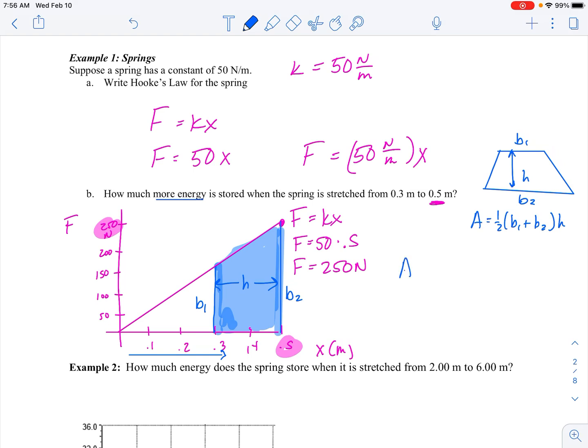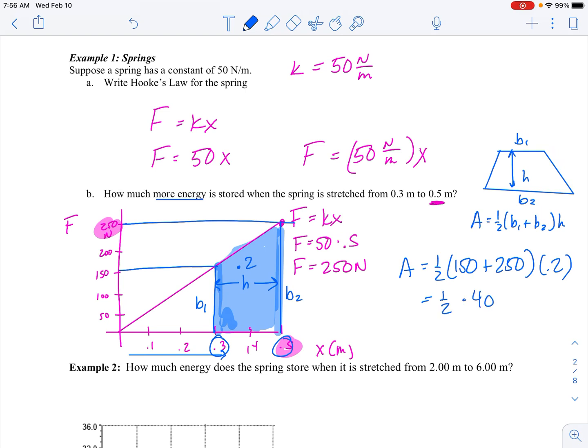Okay, so to find this area, we're going to do 1/2 times (b1 plus b2) times h. b1 for this figure is 150. b2 is 250. And h, from 0.3 to 0.5, is 0.2. So I'm going to do 1/2 times 400 times 0.2. So that's going to be 40 joules.